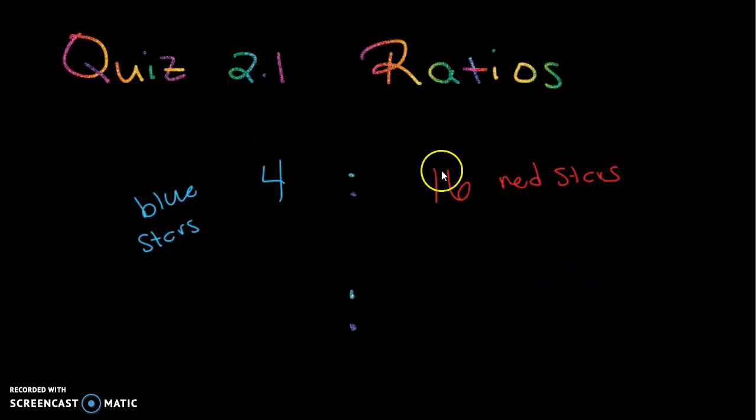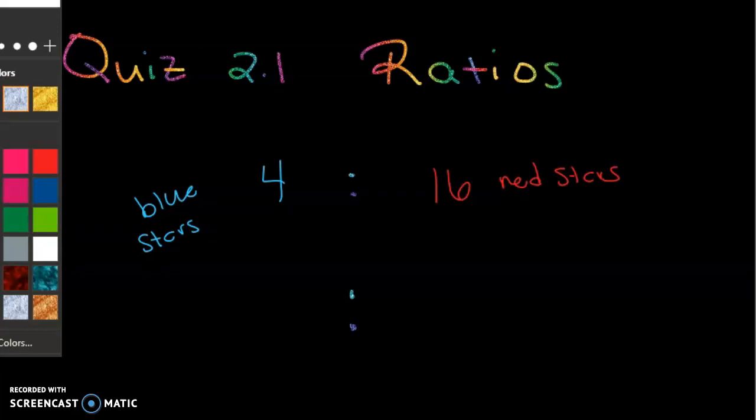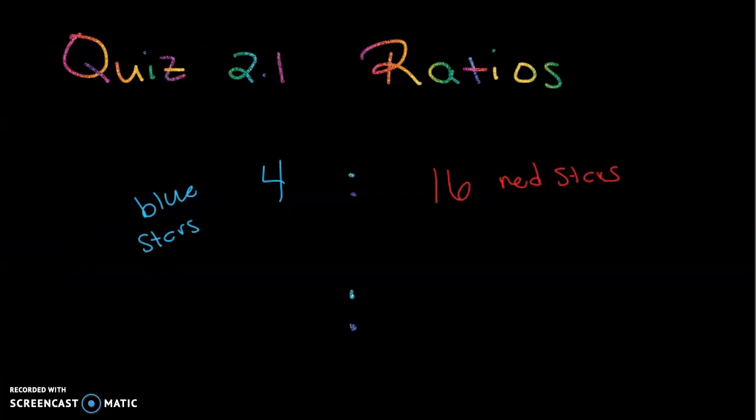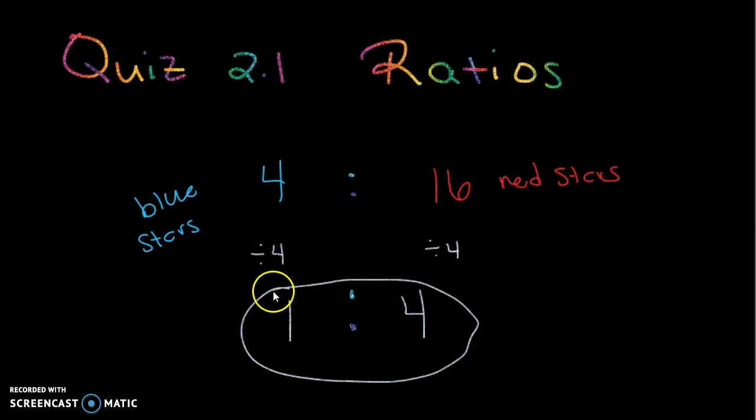So both of these, 4 and 16, have a greatest common factor. They both do. So we need to go ahead and find that GCF, or the factor that goes into both of those numbers. And I know for a fact that both of them can be divided by 4. So 4 divided by 4 is 1. 16 divided by 4 is 4. So the other way to write blue stars to red stars is a 1 to 4 ratio.